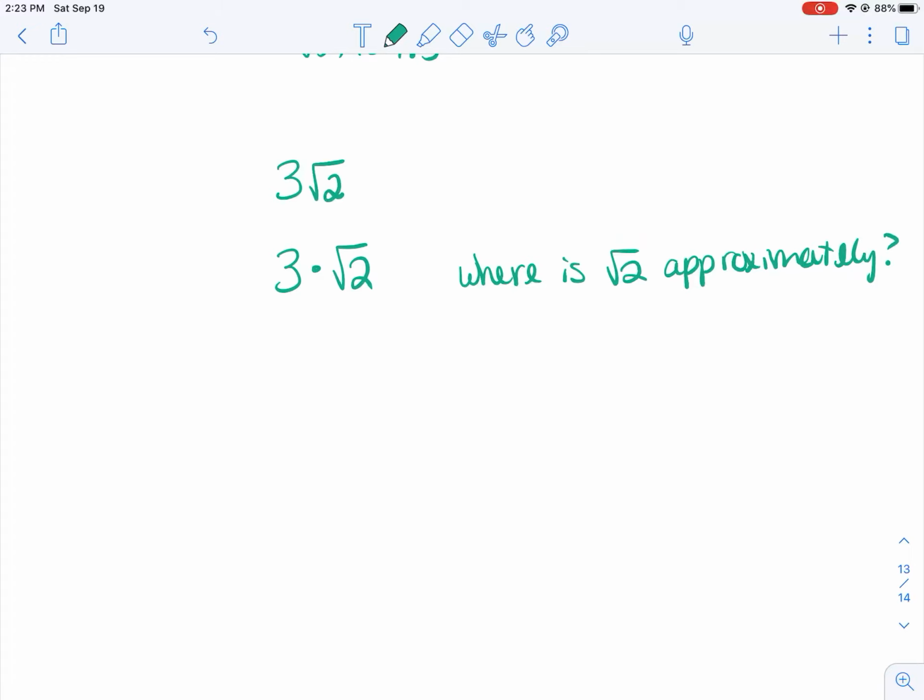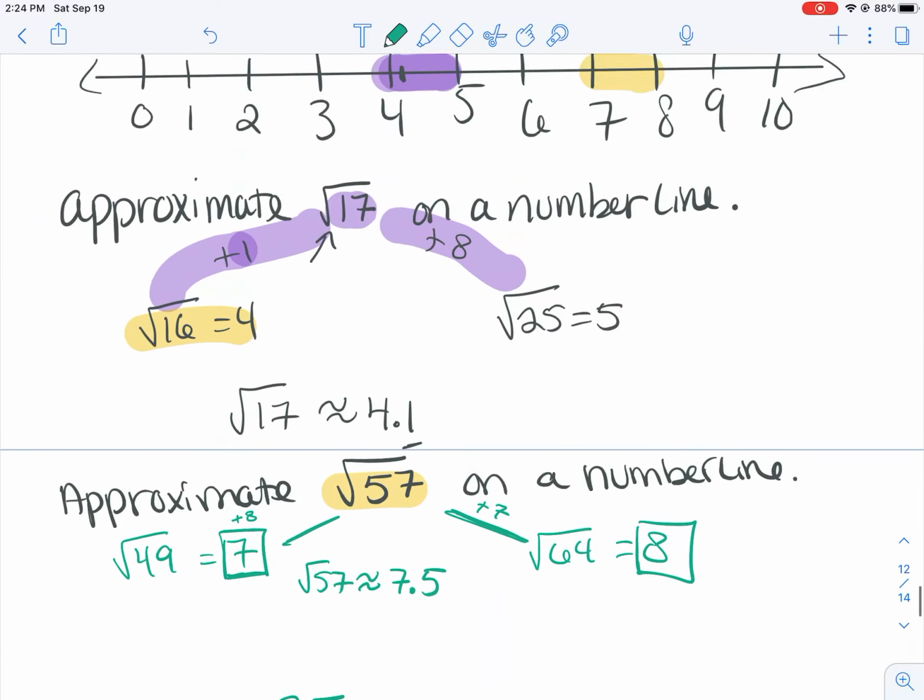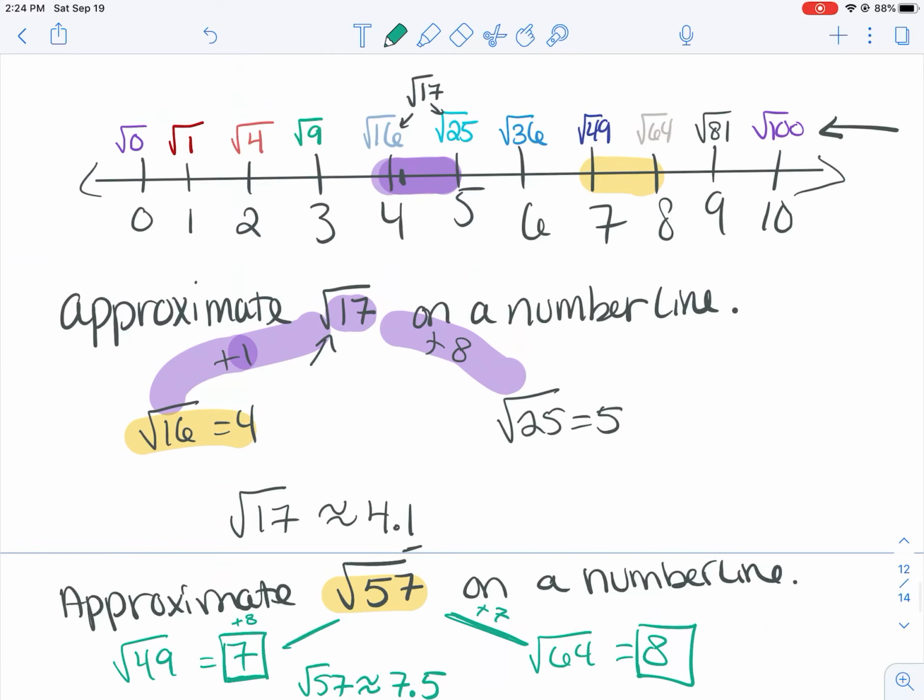And then you want to multiply that by 3, because 3 is a whole number outside of the radical. So if I look at the number line, well, the square root of 2 has got to fall between the square root of 1 and the square root of 4.